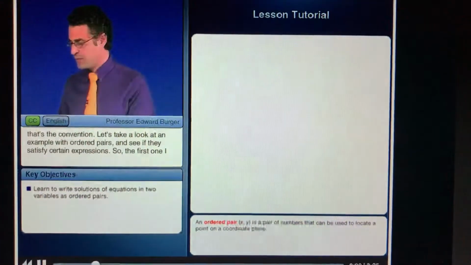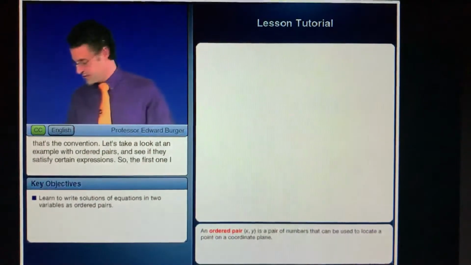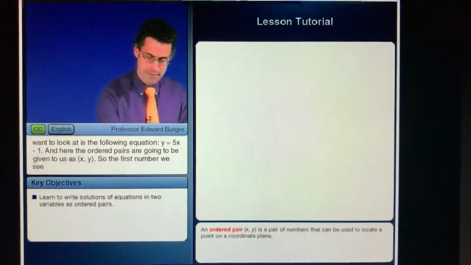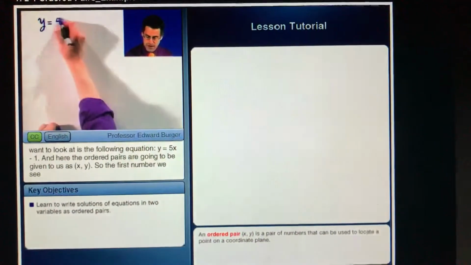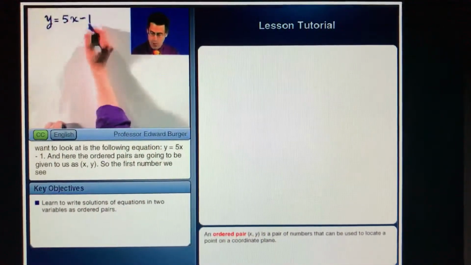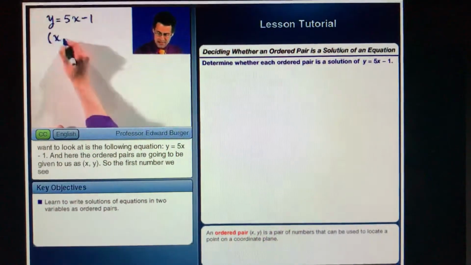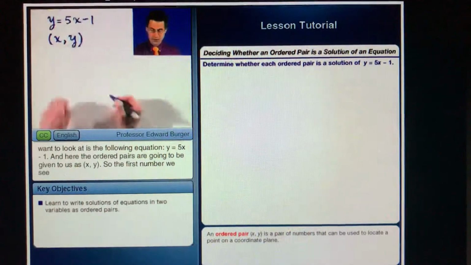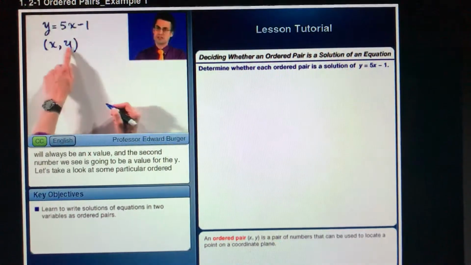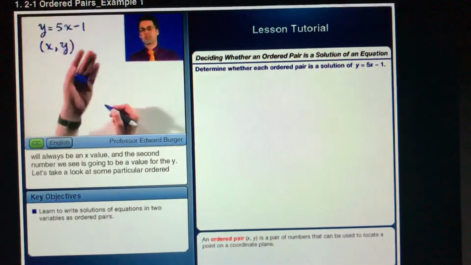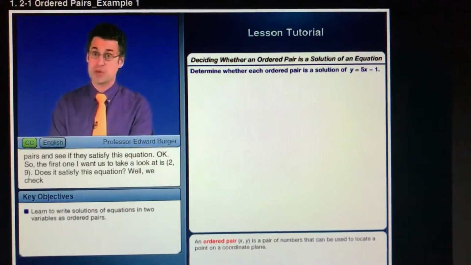Let's take a look at an example of ordered pairs and see if they satisfy certain expressions. So the first one I want us to look at is the following equation. y equals 5x minus 1. And the ordered pairs here are going to be given to us as x comma y. So the first number we see will always be an x value, and the second number we see is going to be a value for the y. Let's take a look at some particular ordered pairs and see if they satisfy this equation.